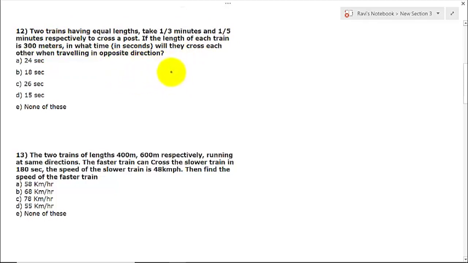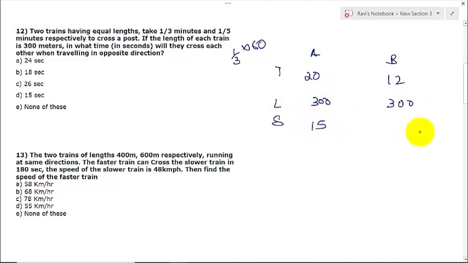Let us assume this is train A and train B. The timings they have given are 1/3 of a minute, so 1/3 of 60 will be 20 seconds, and 1/5 of 60 will be 12 seconds. The length of each train is the same, 300, so let us find the speeds. Here it will be 300 by 20, that is 15, and here 300 by 12, that is 25.